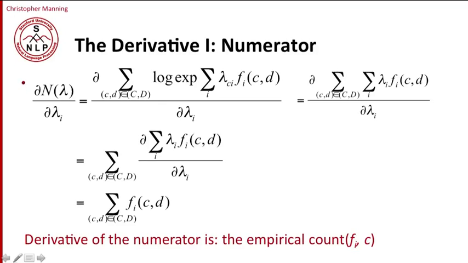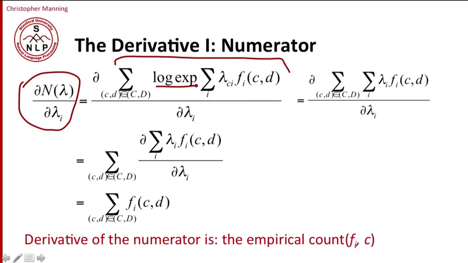We start here with working out the partial derivative of the numerator with respect to each parameter of the model. And so this is the numerator over here. And well, first of all, we see that the log and the x just cancel out because they're inverses of each other, which gives us the form over here. And then we simply move the partial derivative inside the sum, which we can do twice. We can then move it in here.